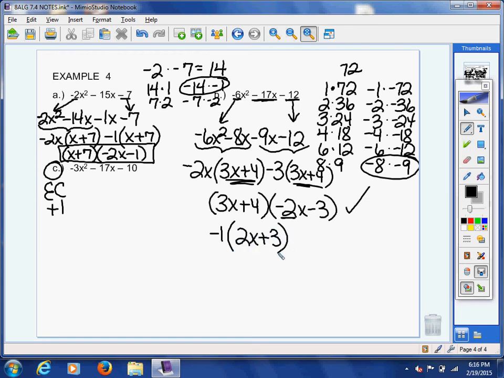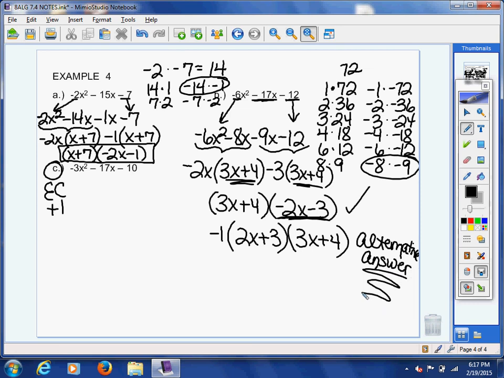So if I pull a negative 1 out of that negative 2x minus 3 quantity, we're going to be left with negative 1 times positive 2x plus 3. And so this is an alternative answer that you could possibly see on a multiple choice test. And I definitely wanted to make sure I showed that to you. These answers are equivalent. They mean the same thing. And I just want to make sure that there's some recognition in that answer.